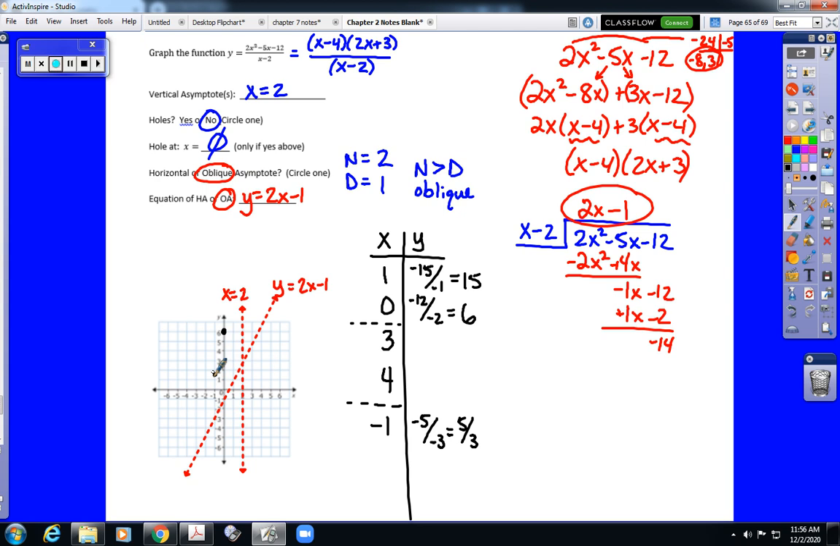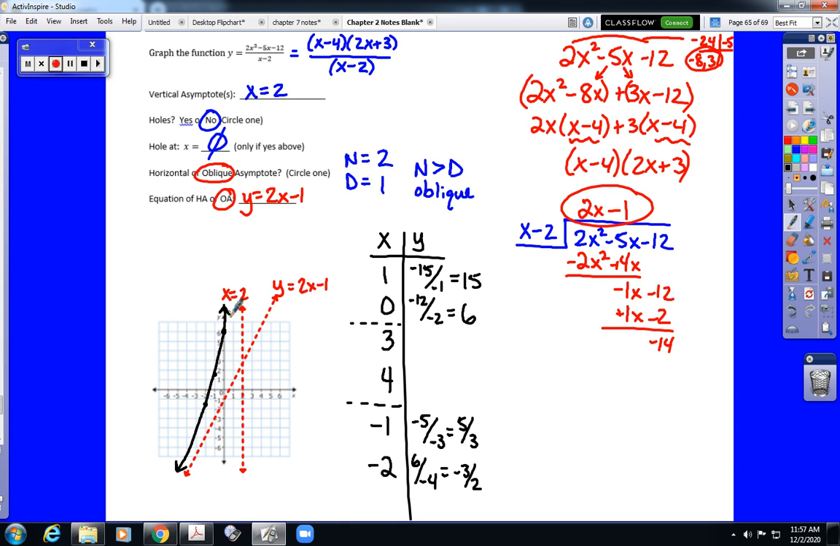Now, it might be worthwhile to do one more point just to make sure we have the shape established correctly. So if we do negative 2 real quickly, that would be 8 plus 10 minus 12 on top. So that would be 6. And on the bottom, we would have negative 4, which means negative 3/2 would be that value. That would be right here. So hopefully that's enough for us to establish that that curve is going to be hugging that asymptote eventually. It's then going to pass through those points, and it's going to exit along the oblique asymptote.